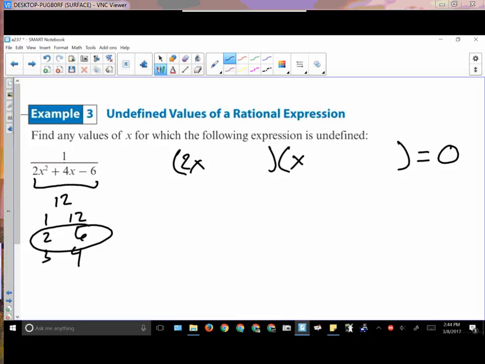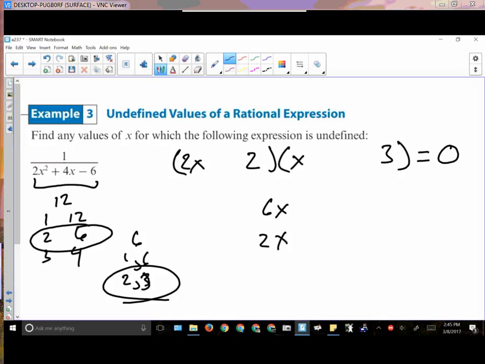Well, in order to do that for a 6, I need to have 1 or 6, 2 and 3. And since I already have a 2, I'm going to shoot for the 2 and the 3. Because if I put a 3 over here, 2x times 3, 6x. If I put a 2 here, 2 times that gives me 2x. Where do my signs go? Well, this needs to be positive. So this is plus, that's minus. So that's plus, that's minus. Negative 2 times positive 3, negative 6.